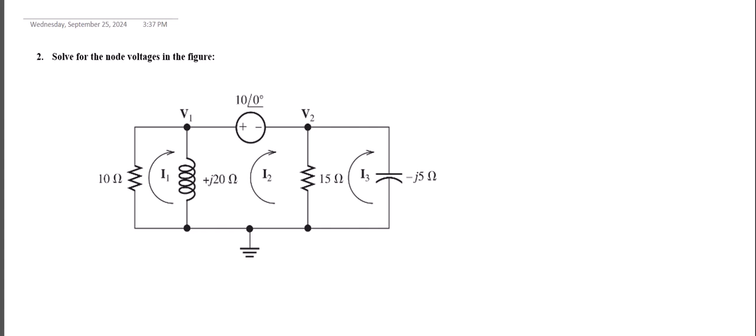So someone had asked about a supernode on Monday. This is when you would use a supernode, when you have two voltages that are separated by a voltage source. And so what this tells us is that V1 is V2 plus 10 angle 0. Or the other way of writing it, V1 minus V2 equals 10 angle 0. So the positive side minus the negative side equals the label on the voltage.